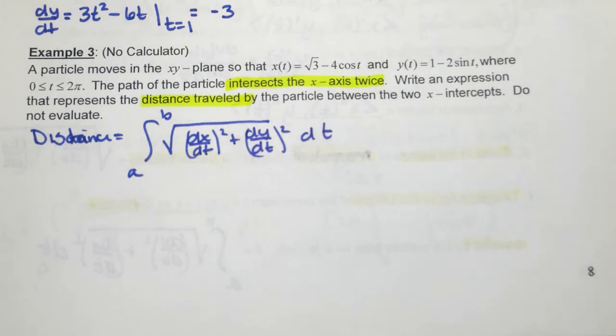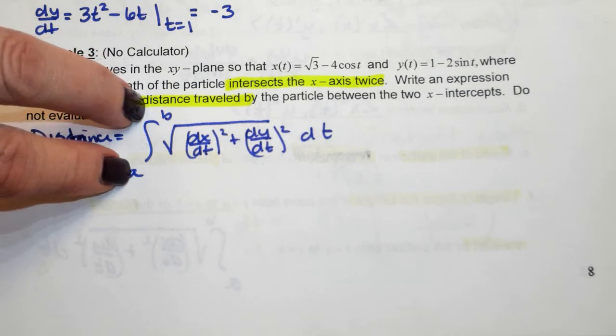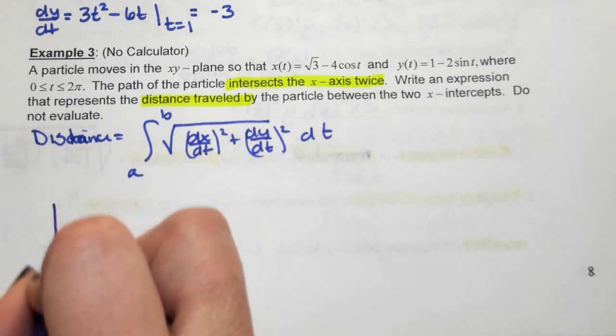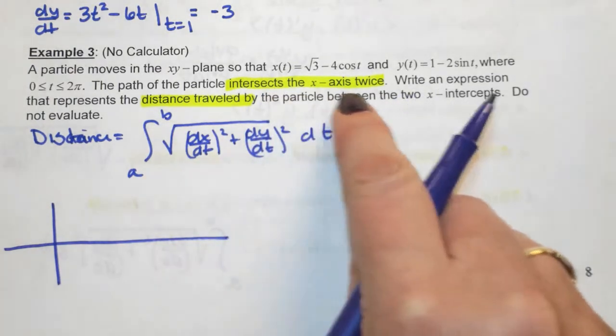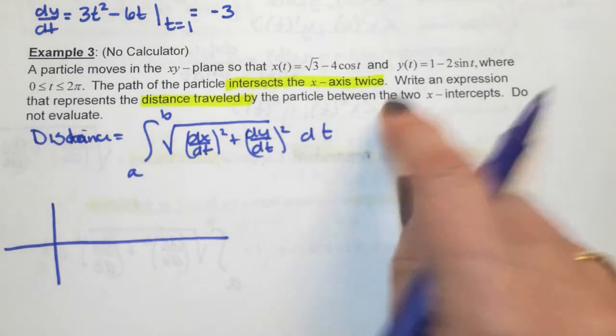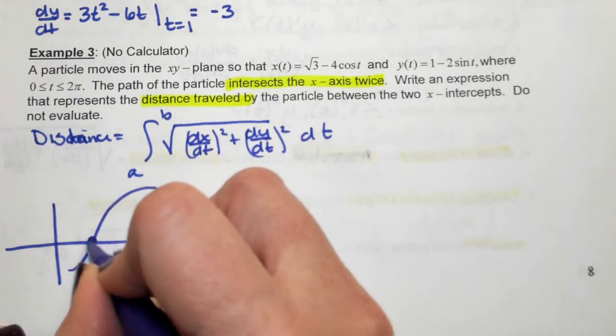Well, finding dx/dt shouldn't be too difficult. Finding dy/dt shouldn't be too difficult. It's the bounds that you have to be careful of in this particular problem. So let's think about what's happening with the path. They're telling me that the path of this particle intersects the x-axis twice. So I have some particle, it's traveling, and it's going to intersect my x-axis twice.